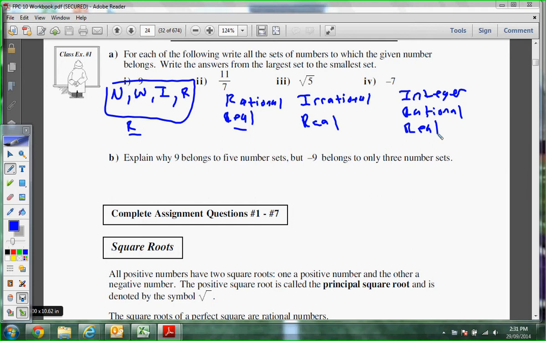The next one says, explain why 9 belongs to 5 number sets, but -9 only belongs to 3 of them. Because the negative cancels or excludes, however you want to say it, whole and natural numbers.